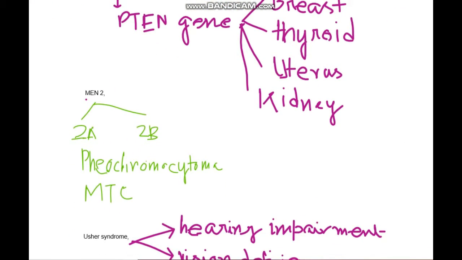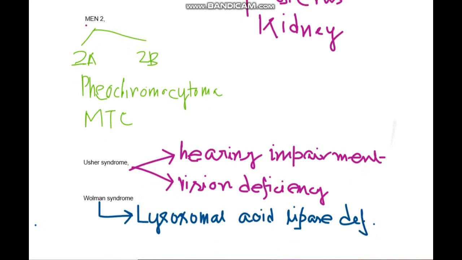MEN syndrome is very important throughout your whole medical life. That is MEN 1, MEN 2. MEN 2 has two divisions, MEN 2A and MEN 2B. In MEN 2A and MEN 2B, pheochromocytoma and medullary thyroid carcinoma are common to both. So for MEN 2A, what is different is parathyroid hyperplasia. It's very important to know that it's parathyroid hyperplasia, not hypertrophy or parathyroid cancer or parathyroid tumor. It's hyperplasia. And for MEN 2B, it's Marfanoid habitus.